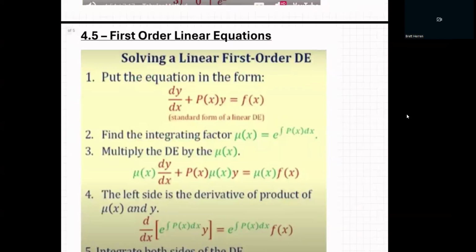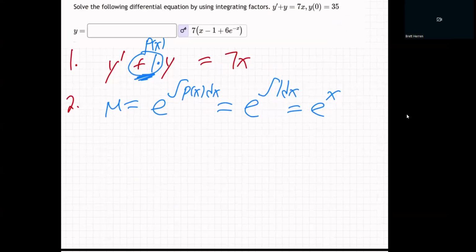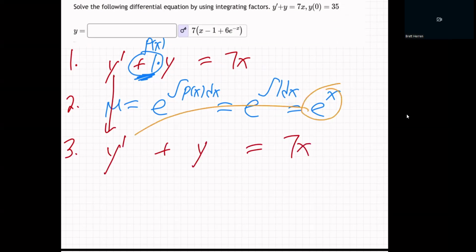Now, what do you do with it? Multiply, in step three, the differential equation by mu of x. So all three terms get multiplied by that special integrating factor. So step three, I'm going to bring down my differential equation, but then I'm going to multiply this e to the x with all three.